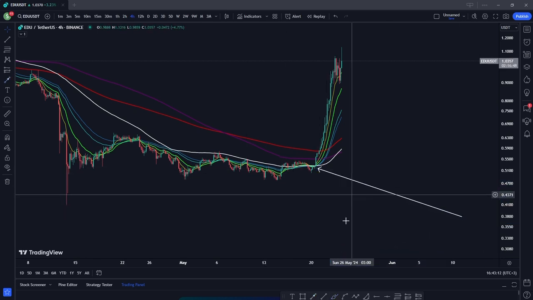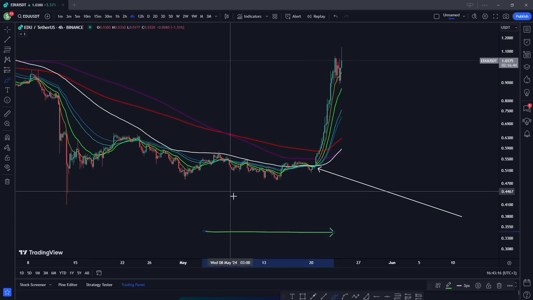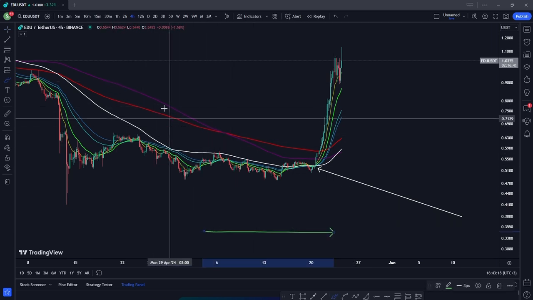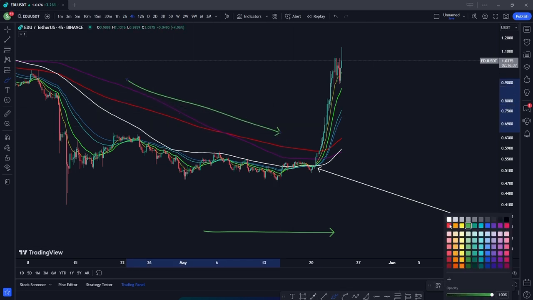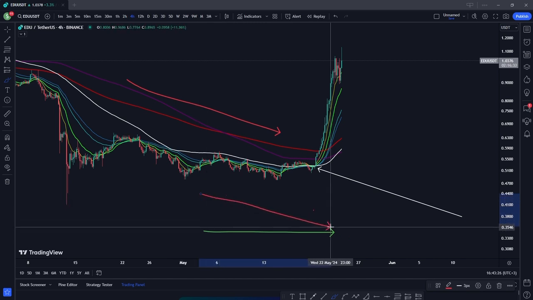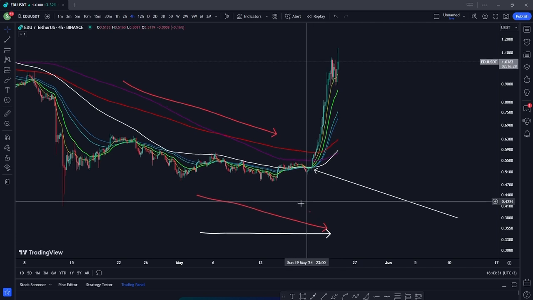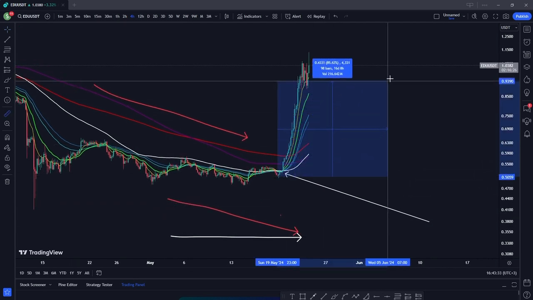Once the price breaks above the white 100, the red 200 is coming on top, just as we needed. The red 200 coming on top. The white acts as a support, and we just explode.